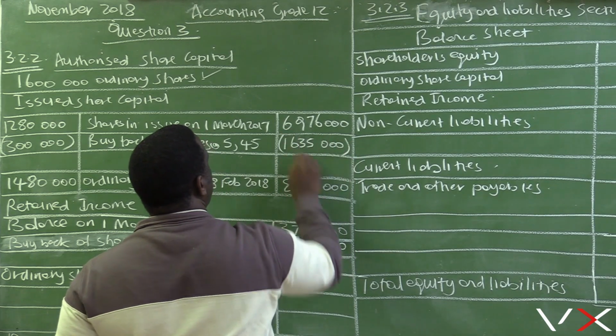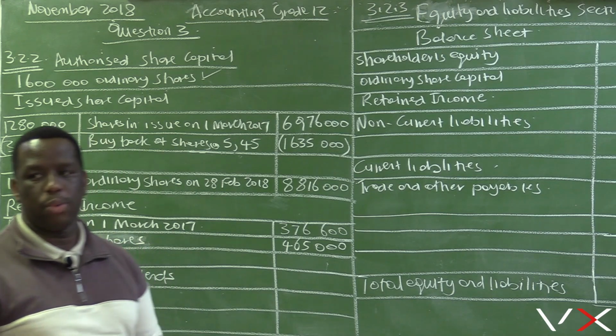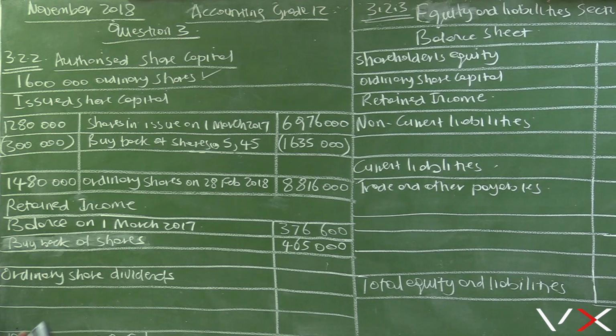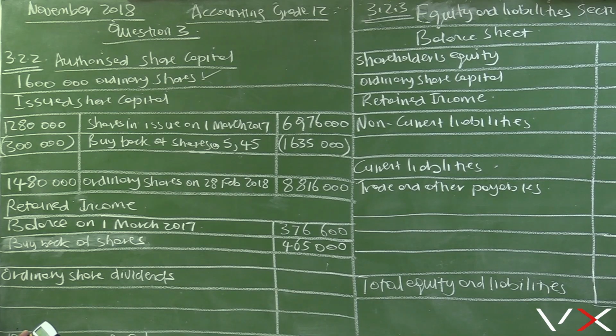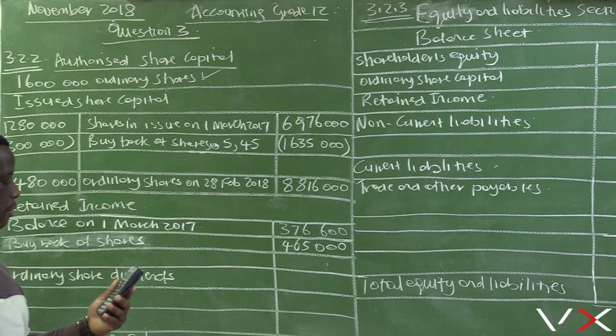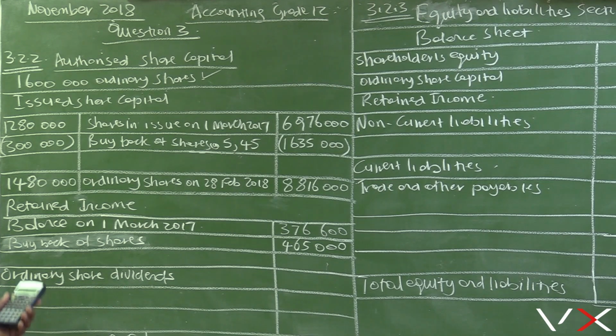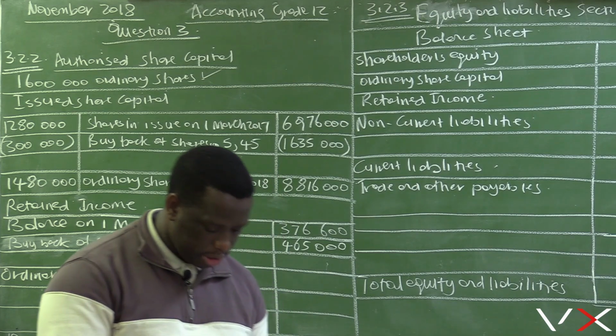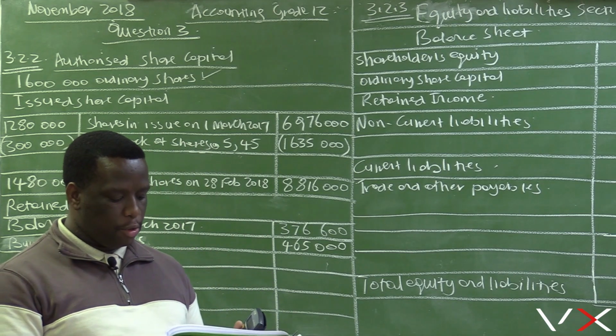1,635,000. And this must be recorded in brackets because we are buying back these shares. So our capital is decreasing. So 300,000 shares were repurchased at R5.45, which is the average issue price, and then the total amount is 1,635,000.